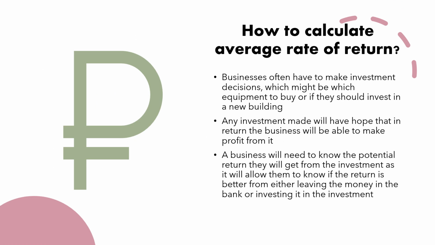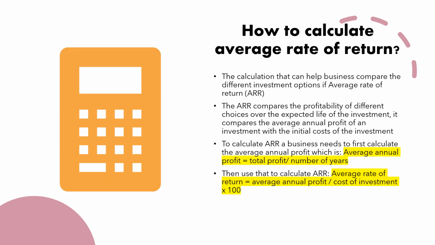How to calculate average rate of return. So businesses often have to make investment decisions, which might be which equipment to buy or if they should invest in a new building. Any investment made will have the hope that in return the business might be able to make some profit from it. So a business will need to know the potential return they can get from investments, as it will allow them to know if the return is better from either leaving the money in the bank or if they should invest it in the investment. The calculation that can help businesses compare the different investment options is average rate of return.